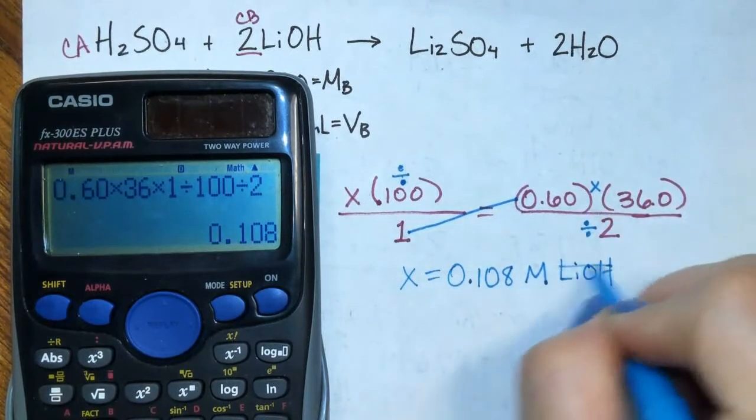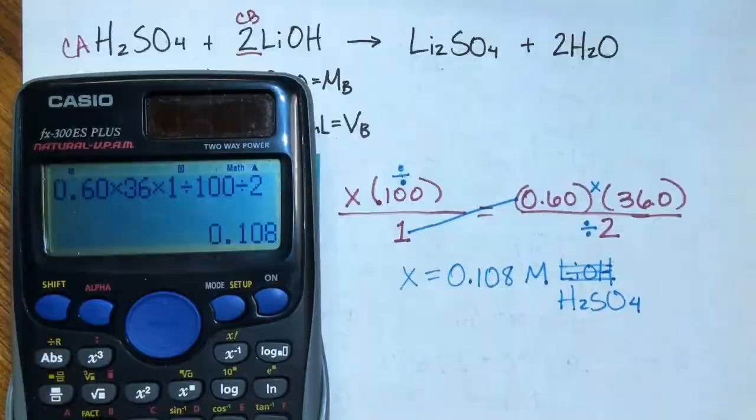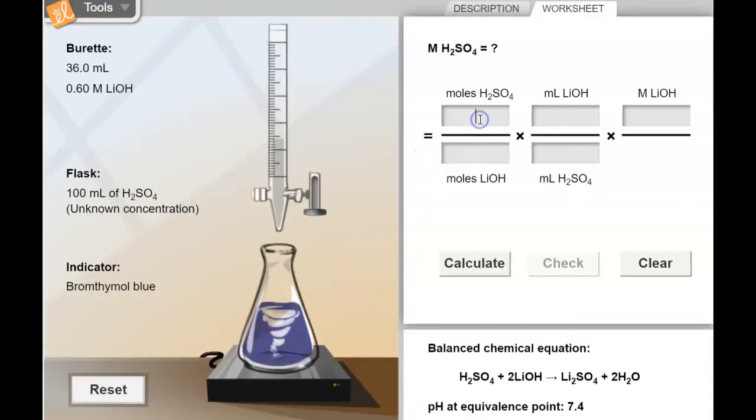I'm sorry, that is the molarity of our acid, sulfuric acid, because that's what we didn't know. And now we can check this by putting in the coefficient of our acid, which is 1, the coefficient of our base, which is 2, the volume of our base, which was 36.0, the volume of our acid, which was 100 milliliters, and then the molarity of our base, which was 0.60. And when we calculate it, we get 0.108, which is exactly what we got on paper.